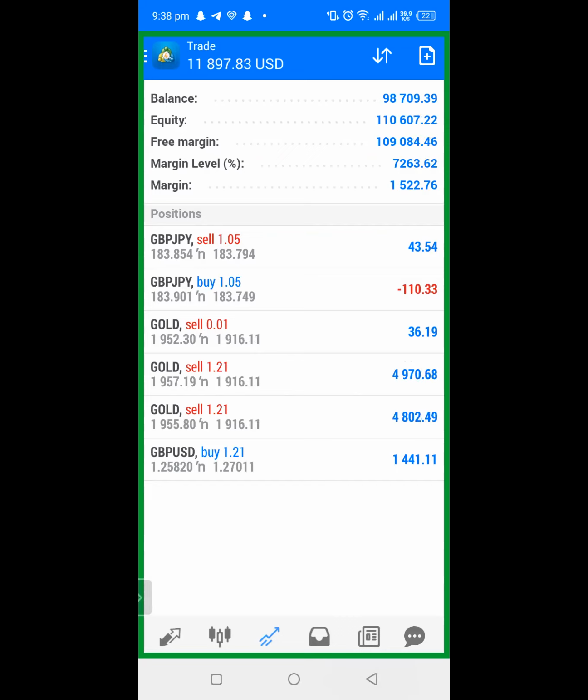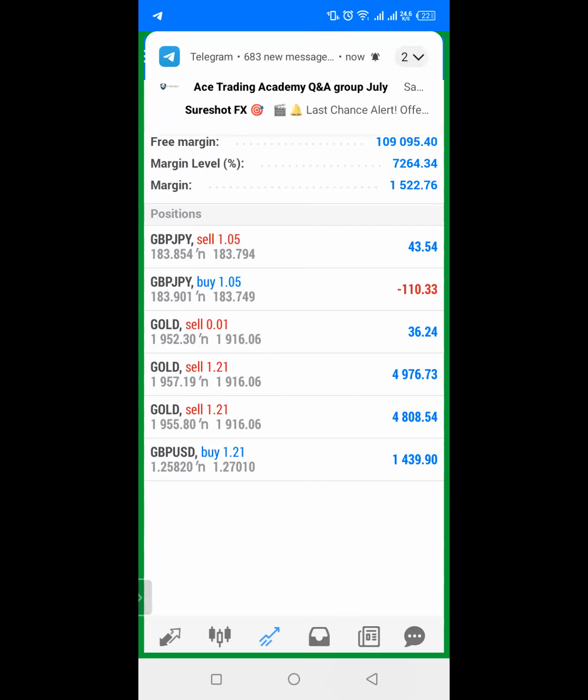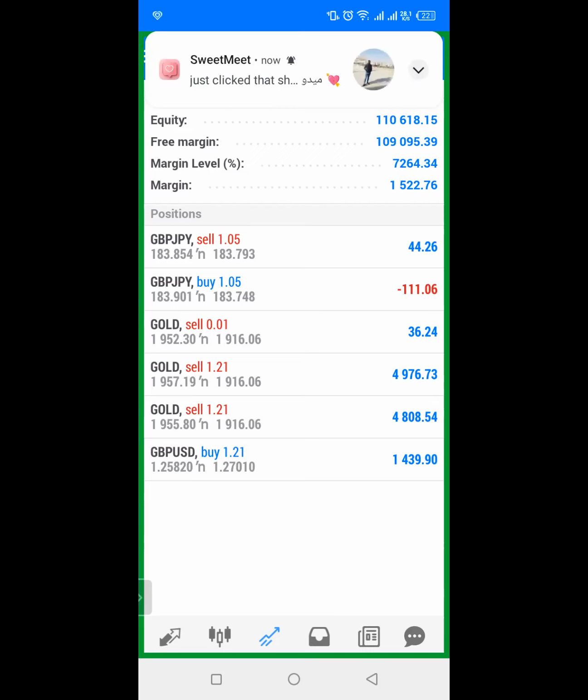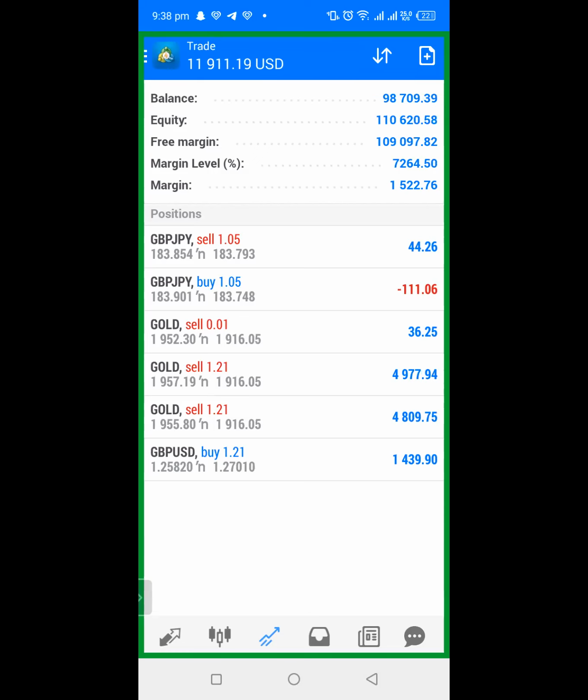Now, your free margin is what tells you if you are entitled to go into the market. Are you with me? Then your margin level percent. This part is very important. Margin level percent shows how healthy your trade is. Hello, are you there? Margin level percent tells you how healthy your trade is. So it shows that your trade is very healthy.